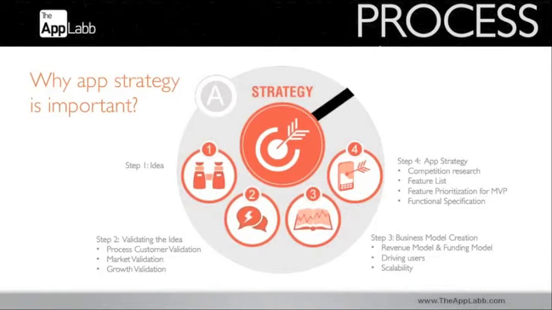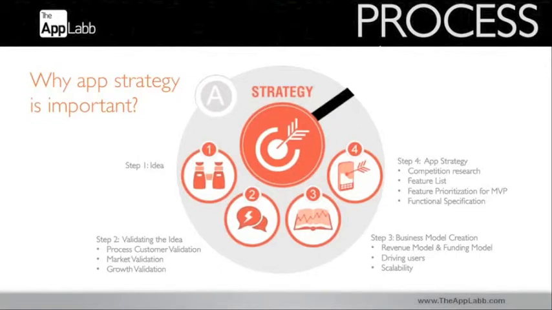And step four is app strategy. Step three ideally can be done before you approach a development partner, but for step four, you would need an expert on board to do the app strategy. So we always recommend that. I mean, competition research, as I mentioned before, you need to know if something like that already exists. What's your feature list, and then you can prioritize these features for your MVP. MVP stands for minimum viable product.